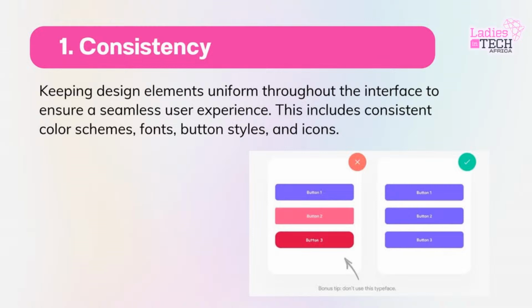Consistency, as the name says, literally consistency. Consistency is keeping design elements uniform throughout the interface to ensure a seamless user experience. It includes consistent color themes, fonts, button styles, and icons. We'll still dive a bit more into these as we go. In the next class we'll get into the steps of UI design as well as getting started with Figma. But for today, let's just deal with theories.